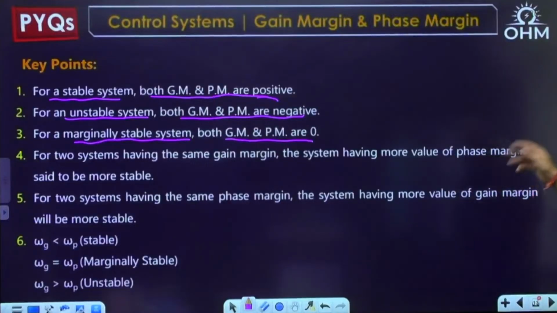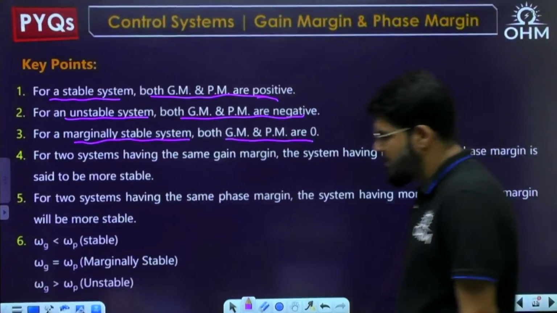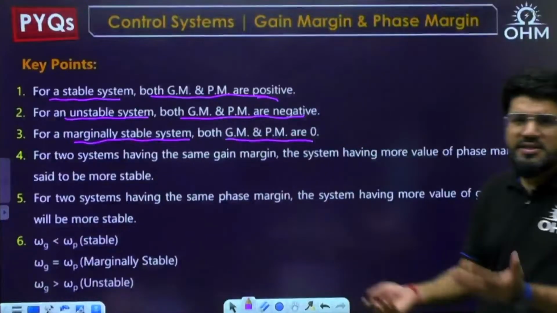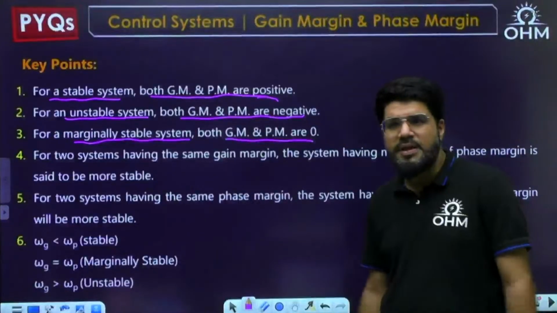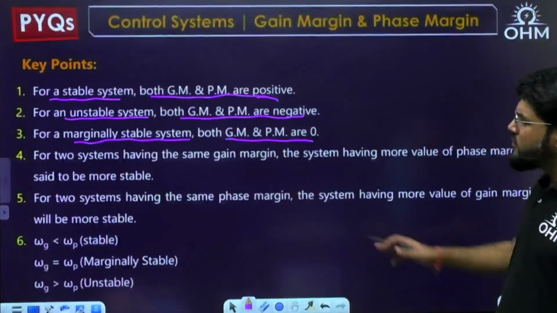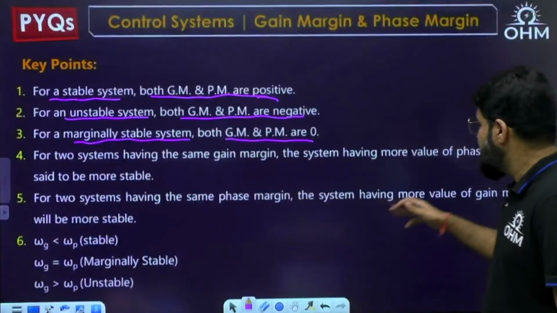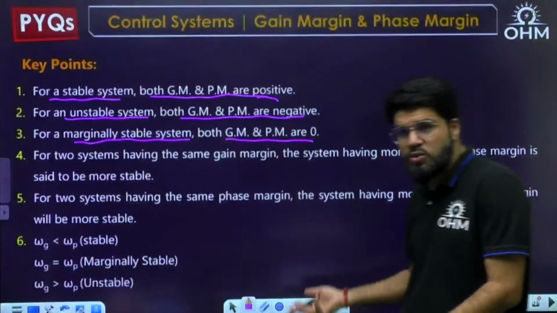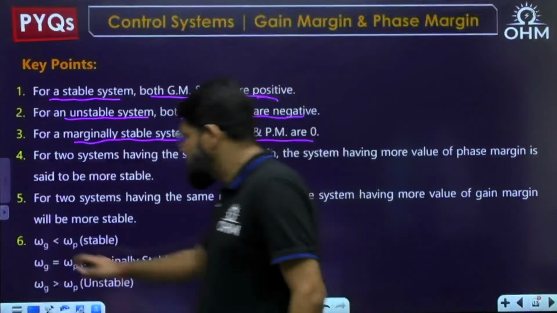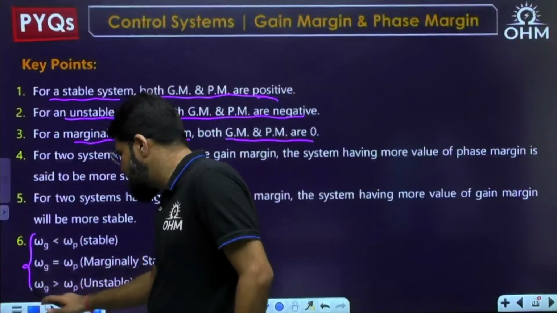For two systems that have the same gain margin, the system which has the higher phase margin is said to be more stable. It is a relative comparison, which is why these are also known as relative stability parameters. If two systems have the same phase margin, then the system which has more gain margin is called more stable.